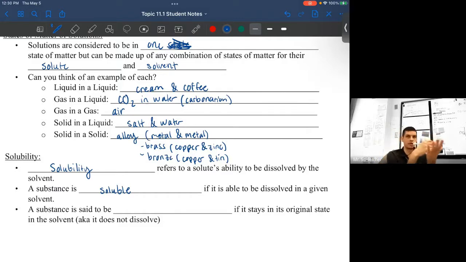So for example, salt is soluble in water. Sugar is soluble in water. But a substance is said to be insoluble if it stays in its original state in a solvent, or it does not dissolve. So I find some random pebble outside. I put it in a glass of water. It doesn't even change. It's still the same pebble. Okay, so that random pebble is insoluble in water. My plastic cup doesn't get dissolved by my water. It's insoluble by water.